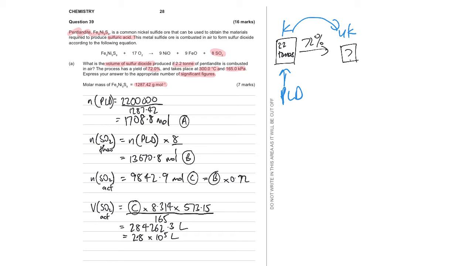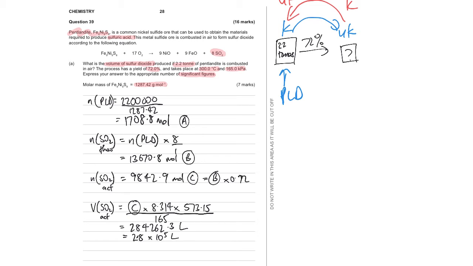yield to the value. If we were going the other way, let's say that this one was our known and this one was our unknown, we would have to apply the opposite. We would have to apply the 100 over 72 to get back to the original amount. So you have to think about it, right?